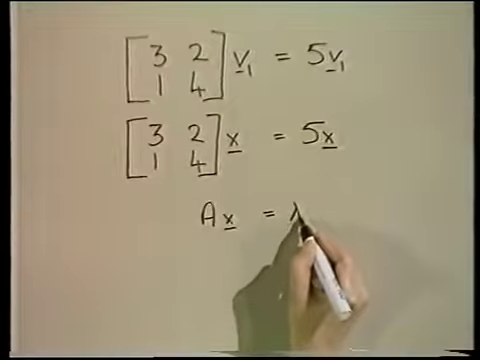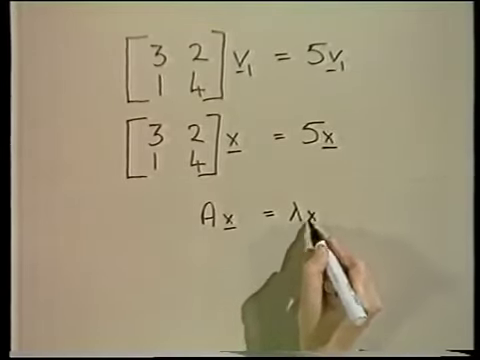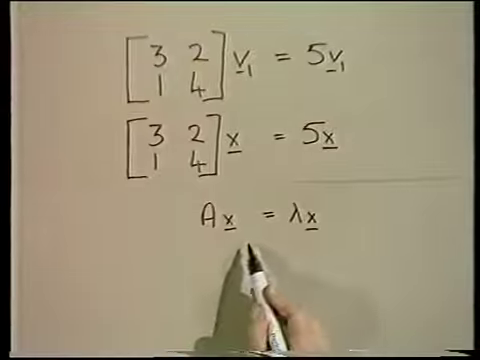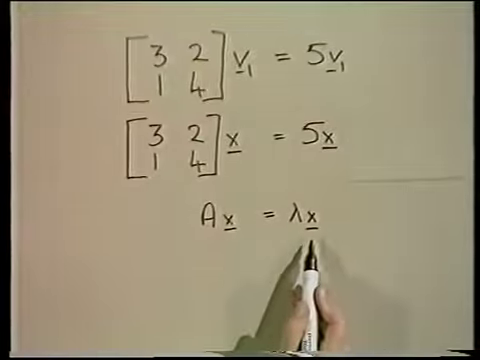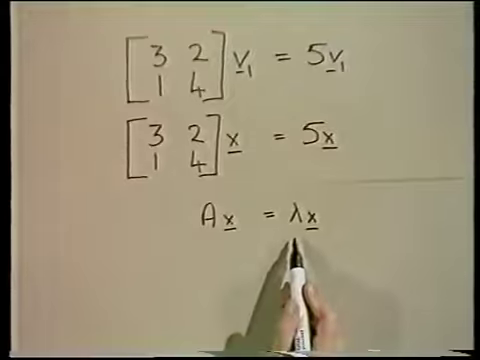Let's call it lambda. So, that's what's going on. Ax equals lambda x. And that should be familiar to you. This equation is just a statement of the algebraic eigenvalue problem. So, if you solve this problem, you'll get eigenvectors, which are the vectors in the special direction, and eigenvalues, which correspond to the stretch factors.